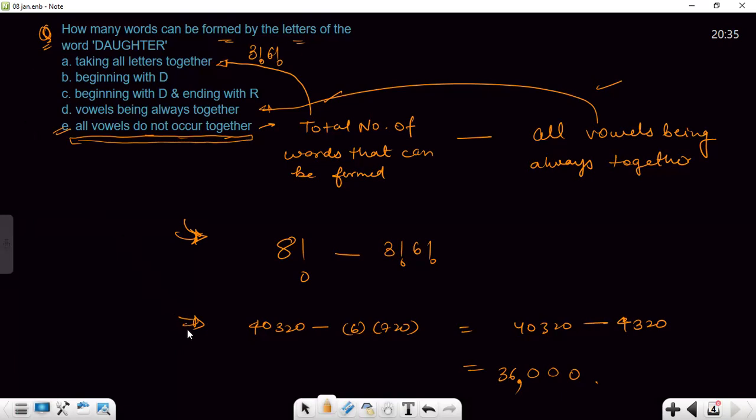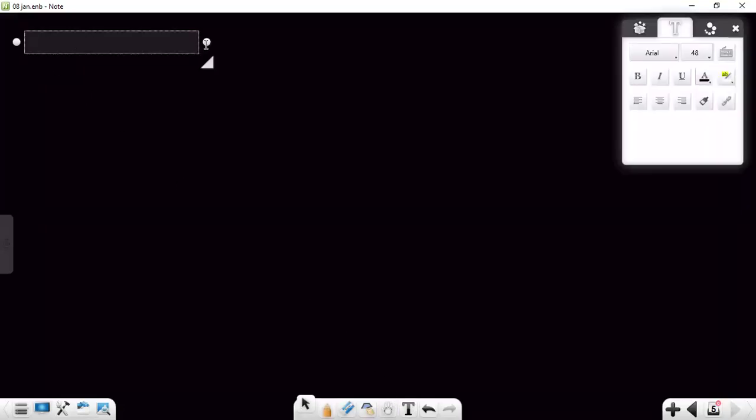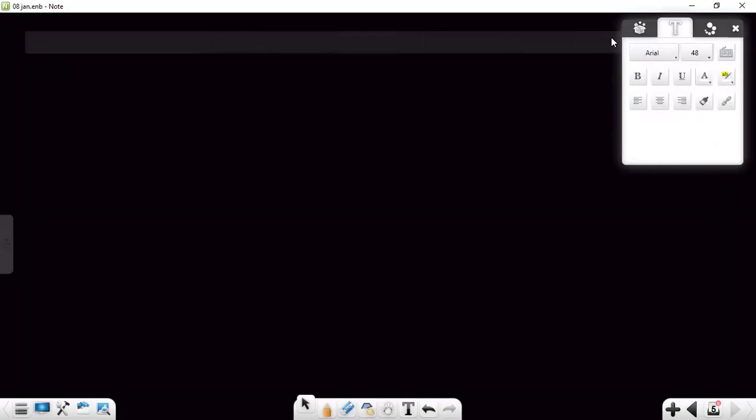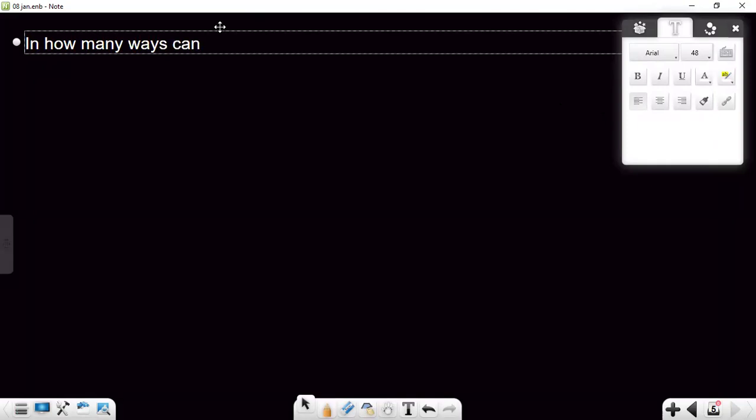There's one more good question. This time we'll discuss the ring ceremony. In how many ways can 6 different rings be worn on the 4 fingers?